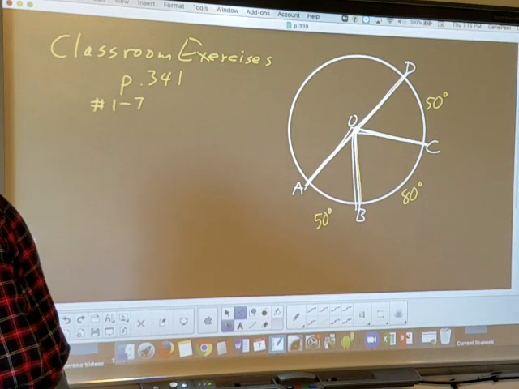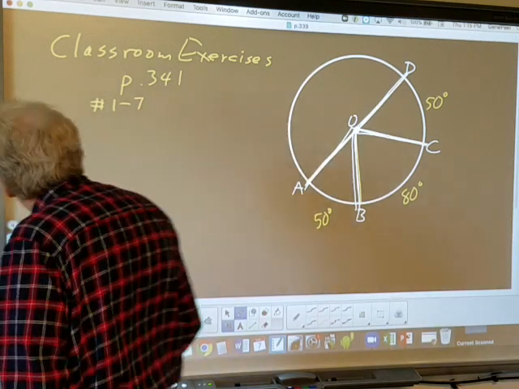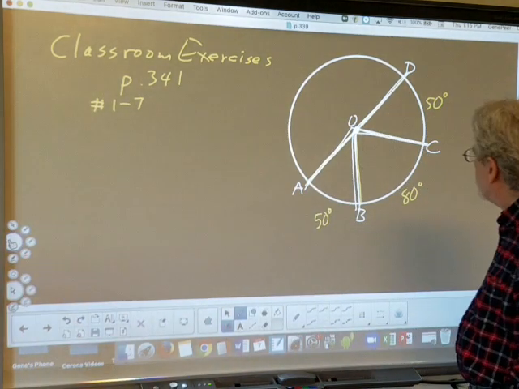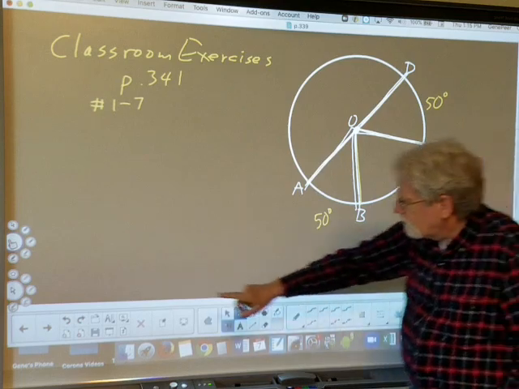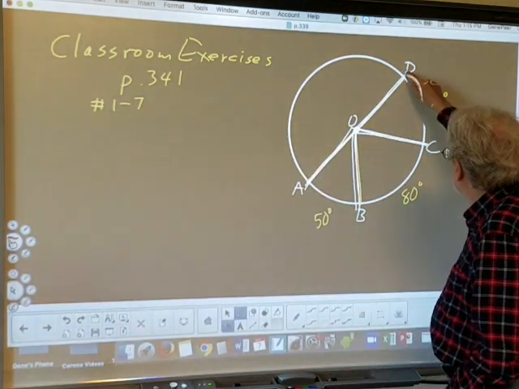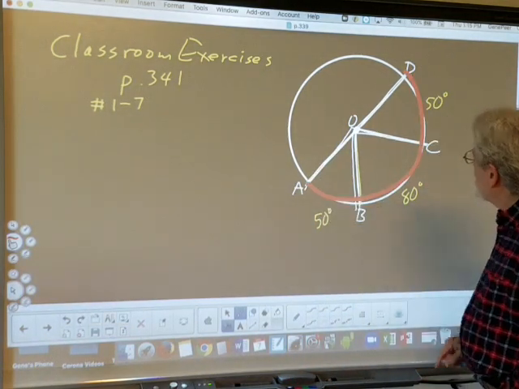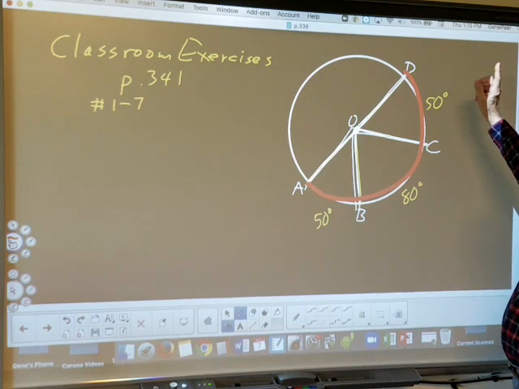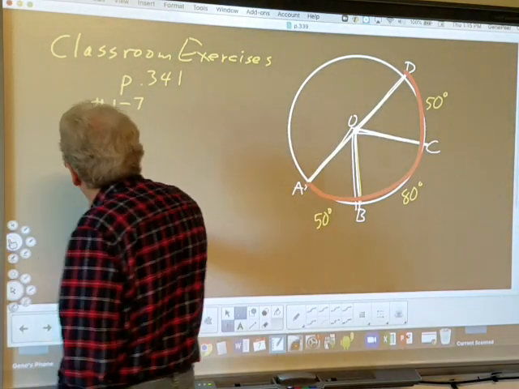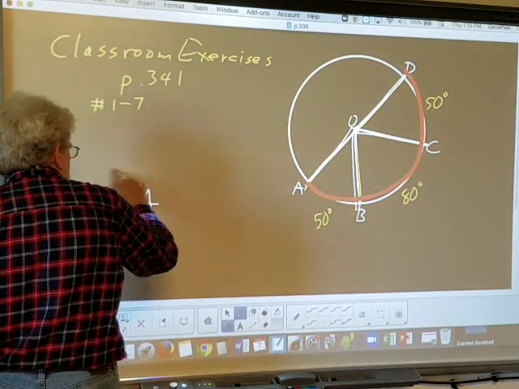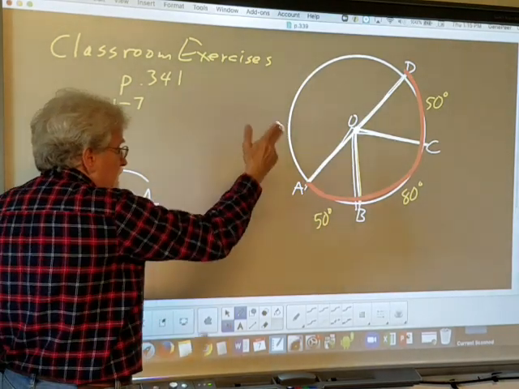All right, part B says name a semicircle. Well, we already did, really. Well, not really. We didn't name any arcs. A semicircle, we have only one that we can name. We could call this red guy right here, we can call that semicircle either arc DCA, or we could call it arc DBA.